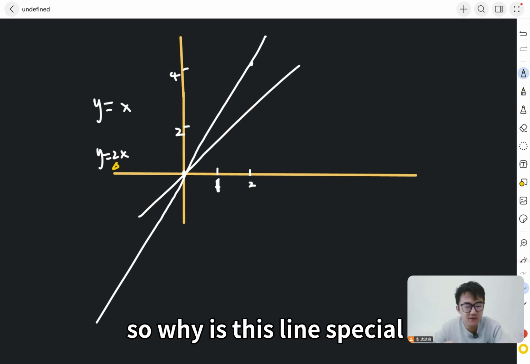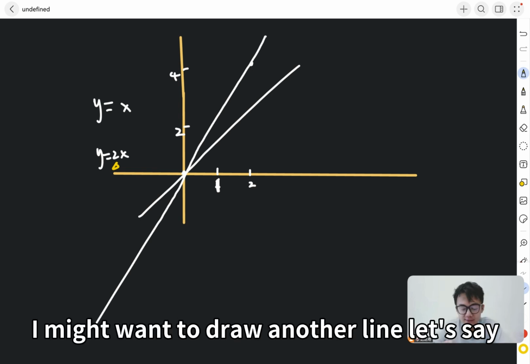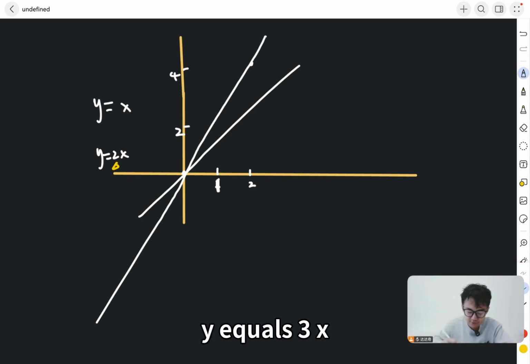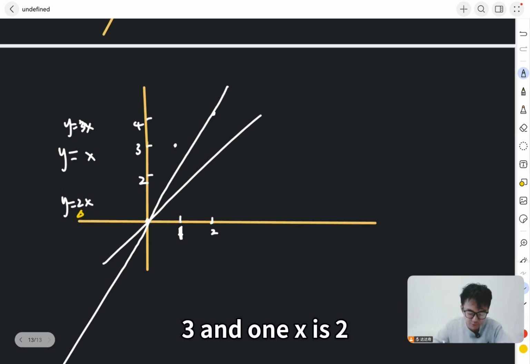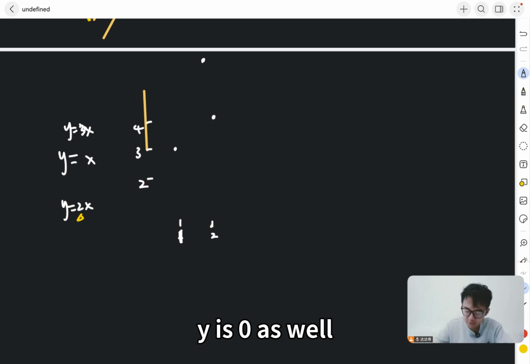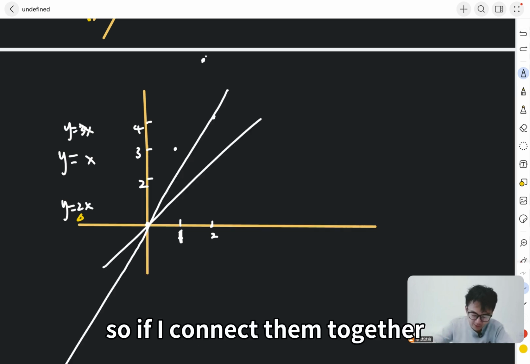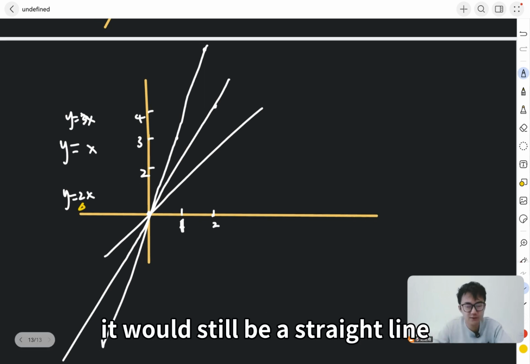So why is this line special? For y equals 2x, I might want to draw another line. Let's say y equals 3x. So let's do it the same way. When x is 1, y is 3, when x is 2, y is 6, and when x is 0, y is 0 as well. So if I connect them together, it will still be a straight line.